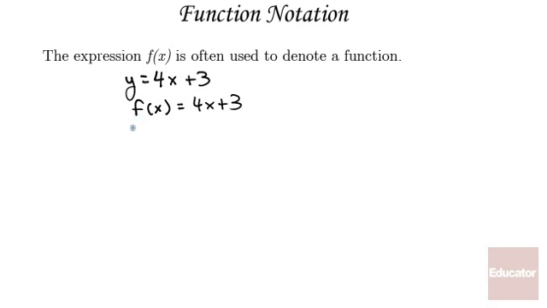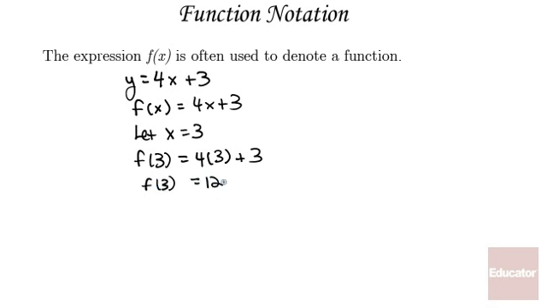Let's let x equal 3. Then we can talk about f of 3. So the value of the function, the value of y, the dependent variable, when the independent variable x is 3. And in that case, since it's telling us x is 3, I'm going to substitute in 3 wherever there's an x. And I could calculate that out to tell me that f of 3 is 4 times 3, which is 12, plus 3. So f of 3 is 15.